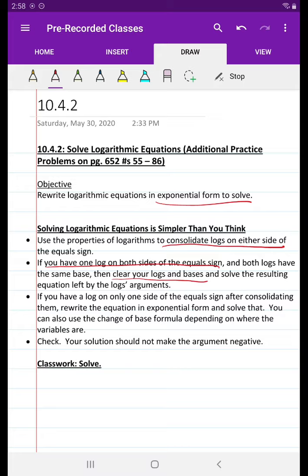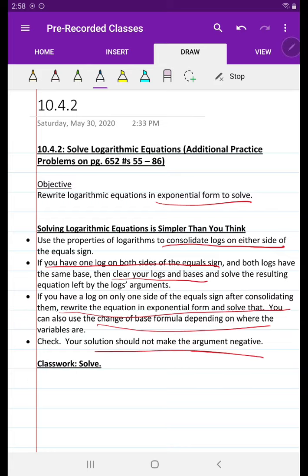If we get to a point where we can't consolidate our logs, or we can't drop the logs, then one of the things we could do is rewrite the equation in exponential form and use the change of base formula to solve that. We also want to check things, because the argument should not be negative. We just have to look at our solutions at the end of our work to see if that makes any of our arguments negative. Other than that, it's pretty straightforward. So we'll go ahead and run through the examples in the classwork.